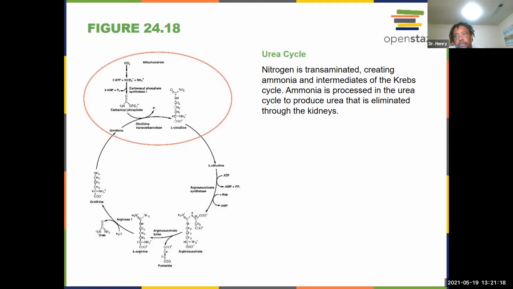L-citrulline. L-citrulline is a modified amino acid that isn't part of the normal amino acids that you use for muscle or protein polymerization. So it's just utilized in this cycle only, and it's used as kind of a carrier, a transitional molecule, an intermediate.